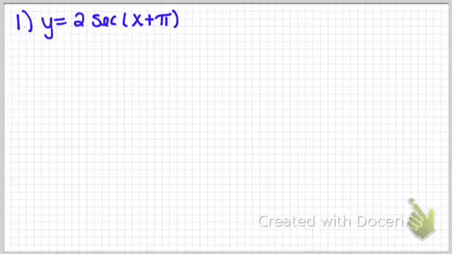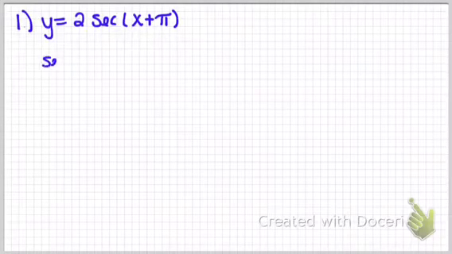Alright, so let's just practice one on this one just to refresh ourselves. So look at number 1. It says y equals 2 secant of x plus pi. So remember now, this worksheet doesn't ask for it, but on the test on Friday, you have to be able to also identify its amplitude, period, phase shift, and the vertical shift on it. But when we're graphing this, what is our parent function?